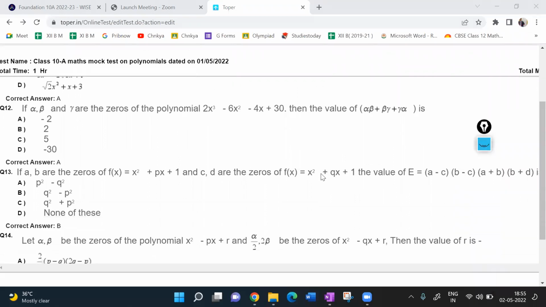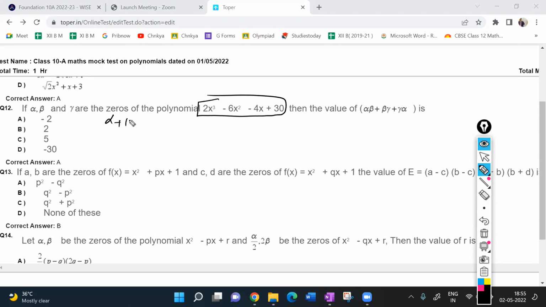Alpha and beta, gamma are the zeros of this polynomial. Then the value of this thing is what? Okay, interesting question. Sir, alpha plus beta plus gamma, how much, beta? Sum of the roots? 3, correct? 6 by 2 is 3. Yes. Minus of minus 6 by 2, 3 like this. Okay. And sum of the roots, beta, already this is a repeated question, I think.